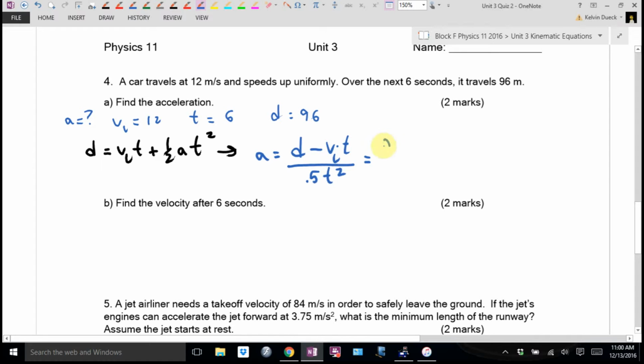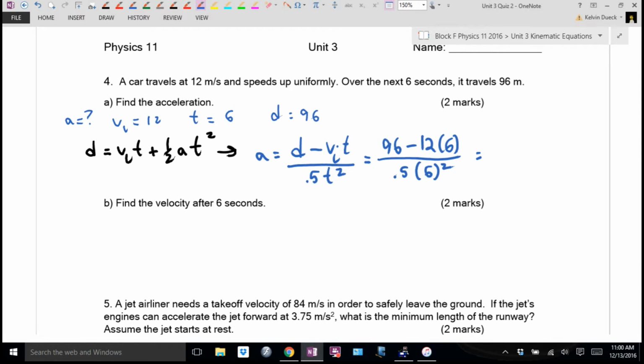D, 96 minus VI, 12 times 6, divided by 0.5, 6 squared. I can do this in my head because it's 96 minus 72 is 24. It's 48 divided by 36. I can divide both of those by 12. It's going to be 4 over 3. Is it 1.33333333? Yeah? I'll go to 2 sig figs, but I would take 3 sig figs or 4. 1.3 units, meters per second squared.